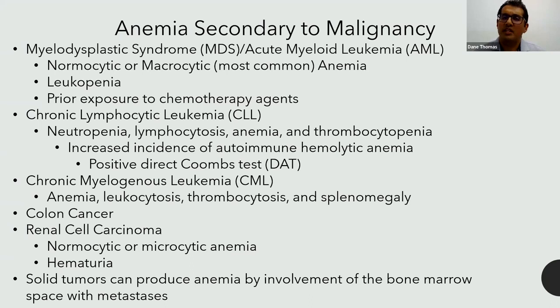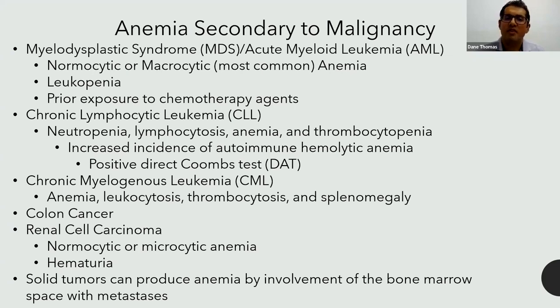Anemia can also be secondary to other malignancies. Myelodysplastic syndrome, or MDS, and acute myeloid leukemia, or AML, can be demonstrated with a normocytic or macrocytic anemia, of which macrocytosis is most common. They can also exhibit leukopenia on their CBC. Prior exposure to chemotherapy agents increases their chances of getting this type of blood cancer. Chronic lymphocytic leukemia, or CLL, can show up as neutropenia, lymphocytosis, anemia, and thrombocytopenia.